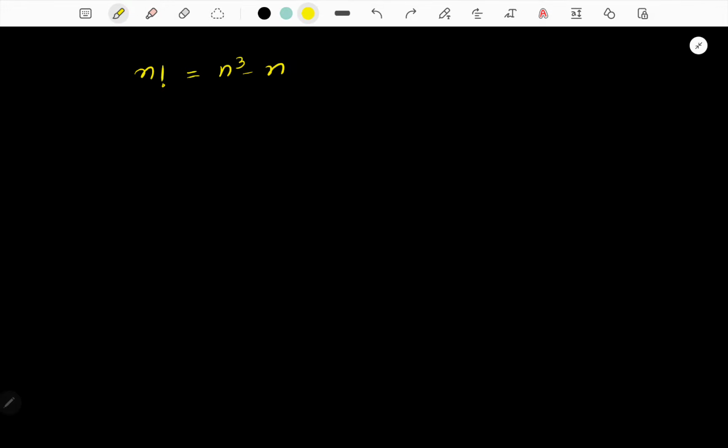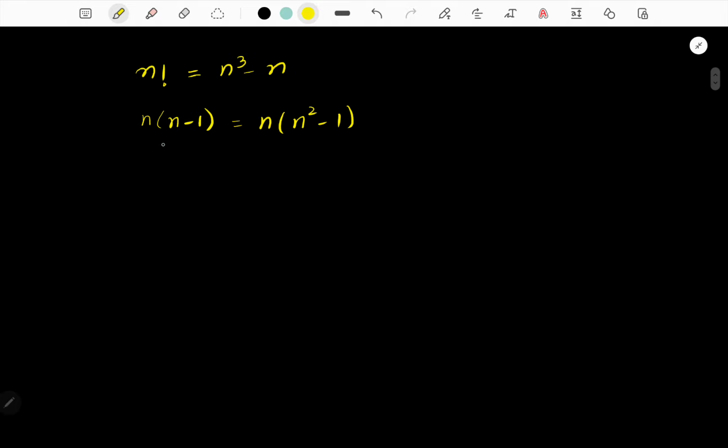In this problem, we are given the statement that n factorial is equal to n cube minus n, and we have to solve this for n. We can write n factorial as n into n minus 1, and on the right side we can take n as common, and here we get n square minus 1.